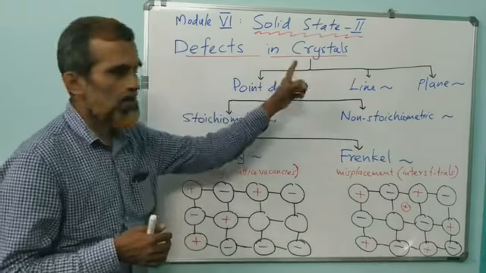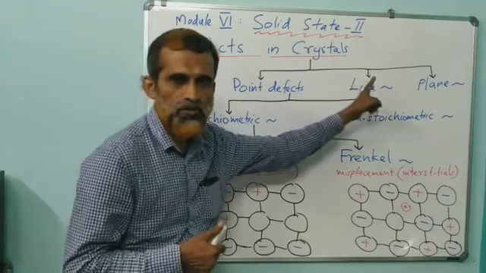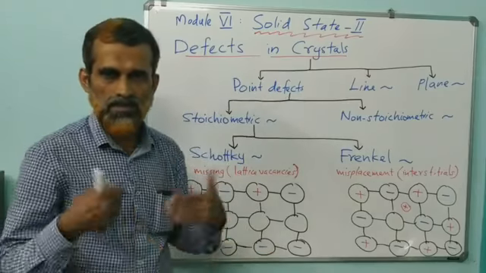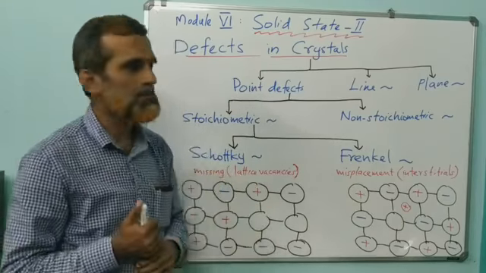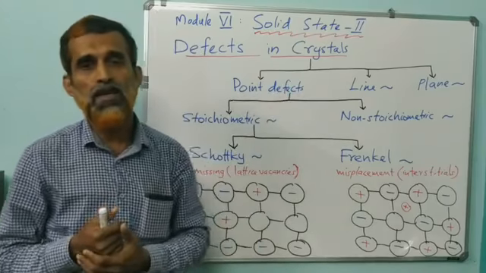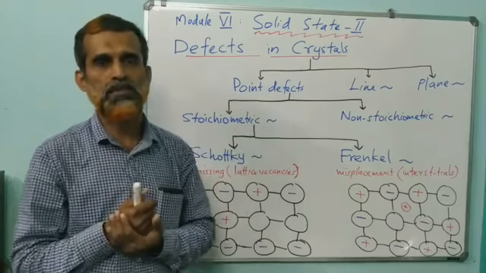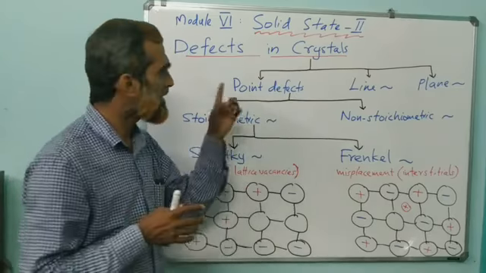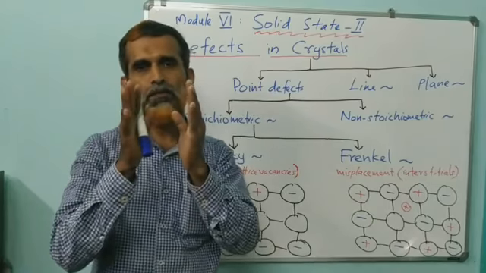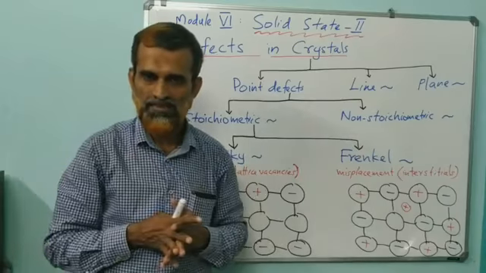Now, defects are classified in this way. First, into 3 types. Point defects, that is our discussion. We are concerned with point defects only in the syllabus, in which there will be missing or misplacement of ions in the crystal lattice, and this defect is limited to a particular part of the lattice, not extending over the lattice.